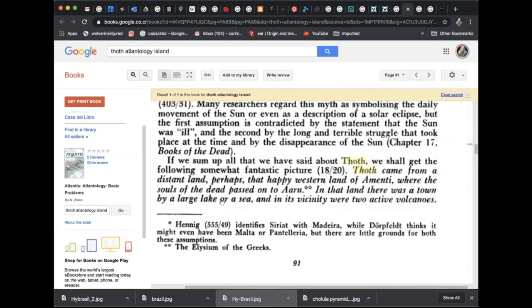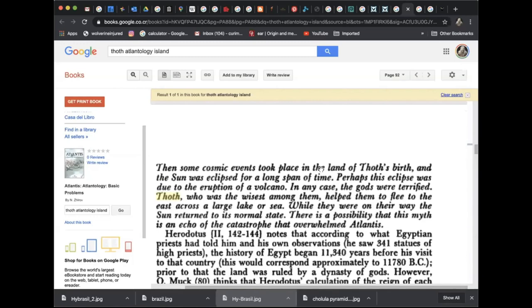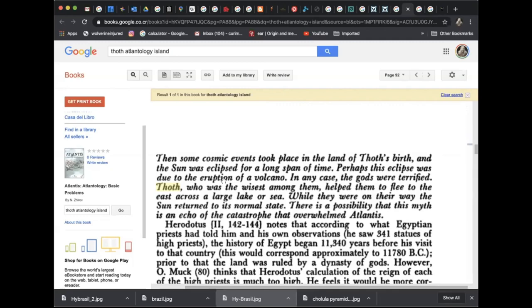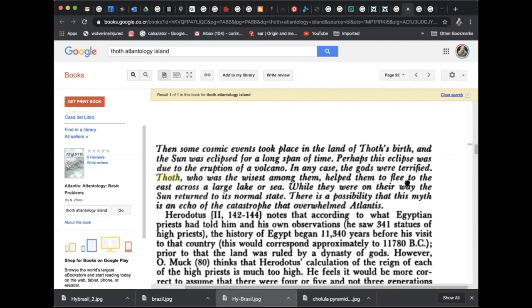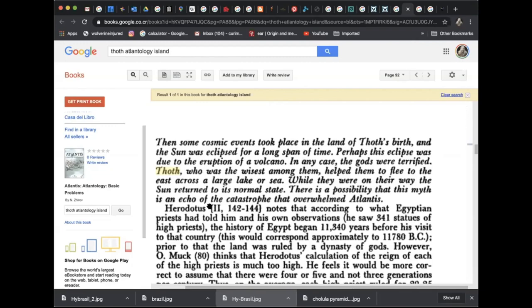Then some cosmic event took place in the land of Thoth's birth. Something happened in the land of Thoth. We're talking about the Americas, right? He's from here. Atlantis, something happened. And the sun was eclipsed for a long span of time. Perhaps this eclipse was due to the eruption of a volcano. In any case, the gods were terrified. Thoth, who was the wisest among them, helped them to flee to the east across a large lake or sea. While they were on their way, the sun returned to its normal state. There is a possibility that this myth is an echo of the catastrophe that overwhelmed Atlantis.